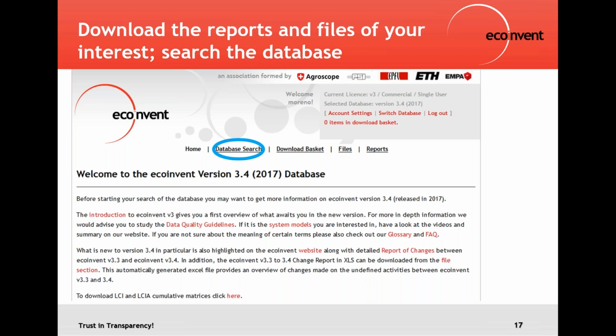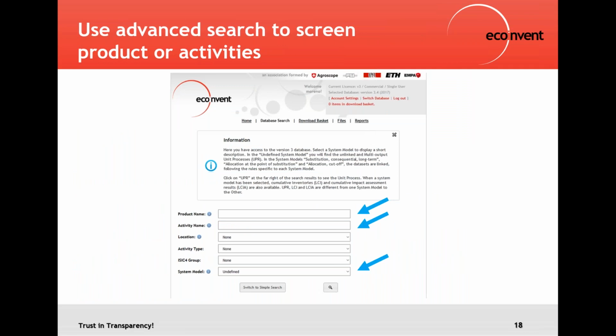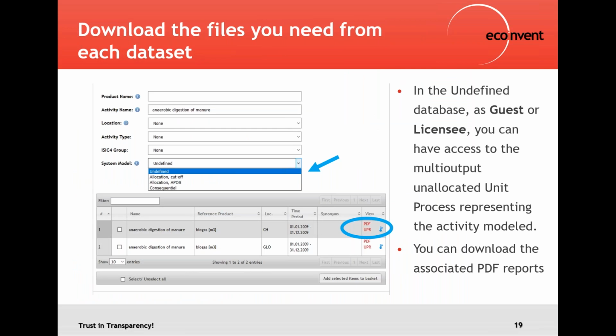If you use the database search, you can search by product or activity name. You can use both criteria, and you can decide which system model you would like to navigate through. I would like to highlight that by following the path I just described, you can have access to the undefined database, not only as license holder, as licensee, but also as guest. We guarantee access to the undefined database also to guests.